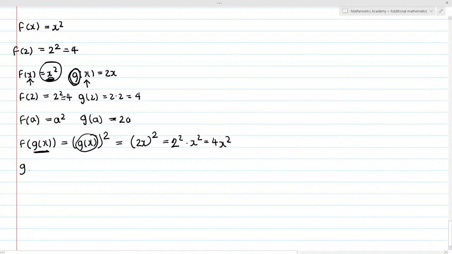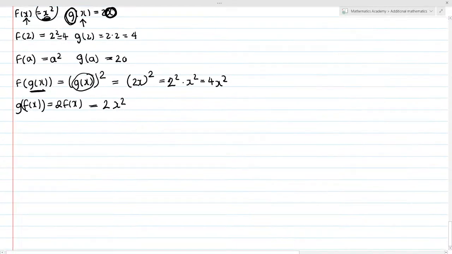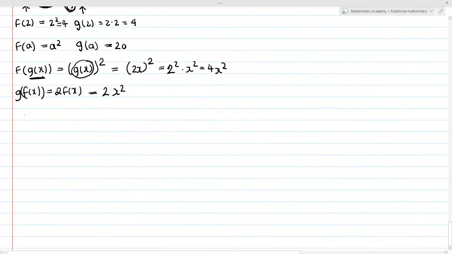And similarly, I can do g of f of x. All I need to do is go to g, and wherever I see an x, I replace it with whatever I've replaced x with, which in this case is f of x. And so I have 2, not x, but 2f of x. But f of x is x squared, and so I get 2x squared. Okay, so these are what's called composite functions. So you're composing two functions together, you're putting them together. Composing functions together.